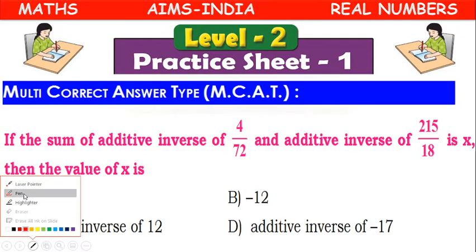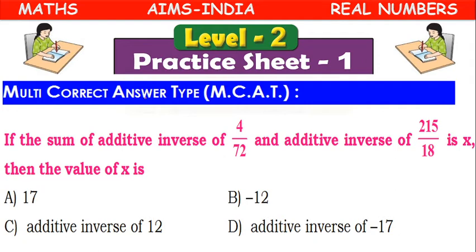So in today's video, we are going to discuss some problems, level 2 practice sheet 1. Here the question type is multi-correct answer type. Each question will have 4 options. Out of the 4 options, the answer may be 1 or more. Sometimes the question may have 1 answer, and sometimes it may have all 4 options as correct answers.